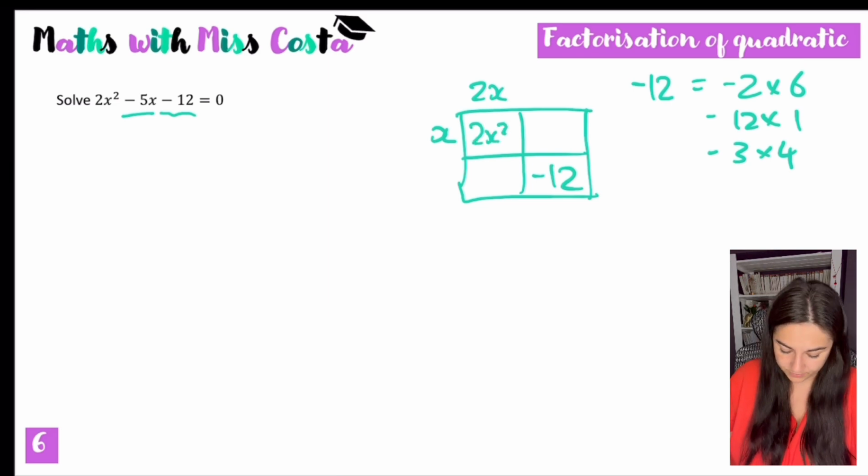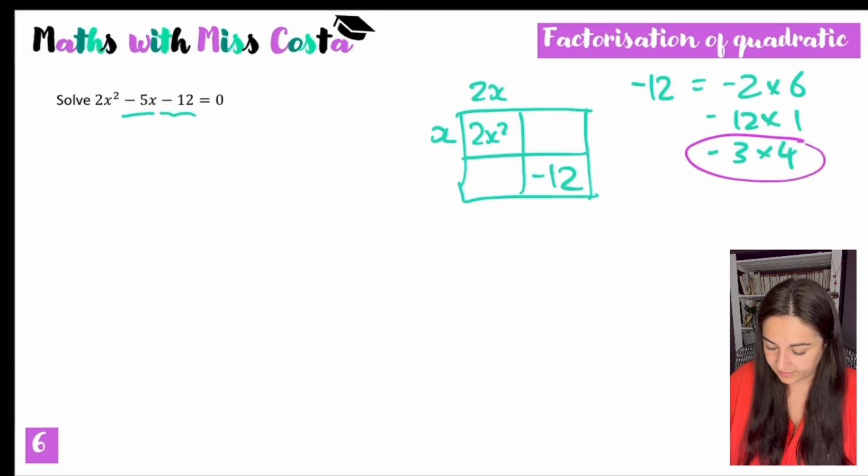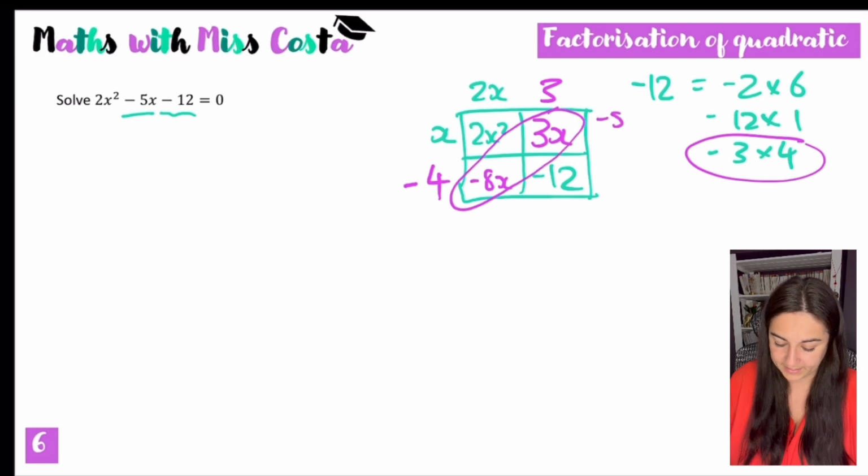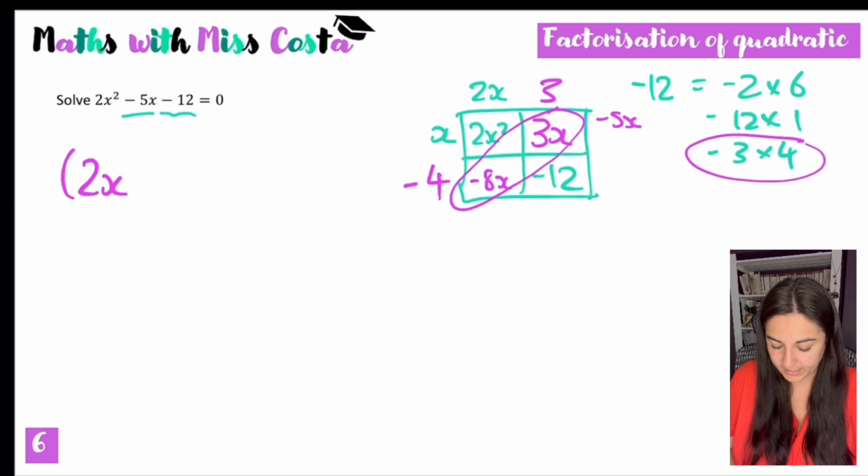Well, let's have a try. The beauty of this method is that you can just draw them out, put them in pencil, rub them out. So let's have a think. 2 lots of something, well maybe I'm going to try this. So 2 times 4, and actually I'm going to try -4 because it needs to become -5. So 2 times -4 is -8x, and 2 times x times 3 is 3x. -8x plus 3x gives you -5x, and obviously 3 times -4 is -12. So in your brackets you'd have 2x plus 3 and x take 4 equals 0.